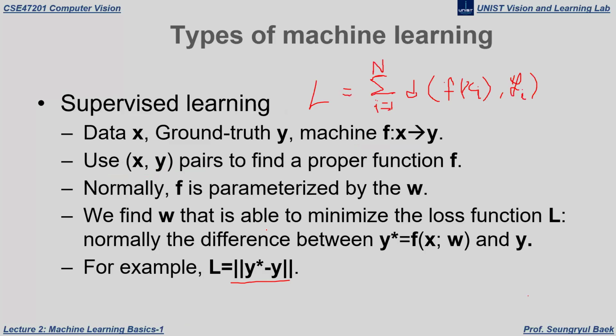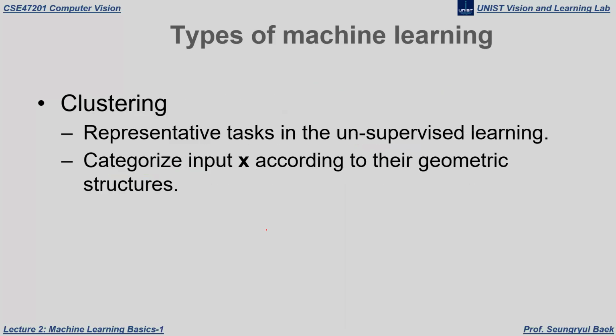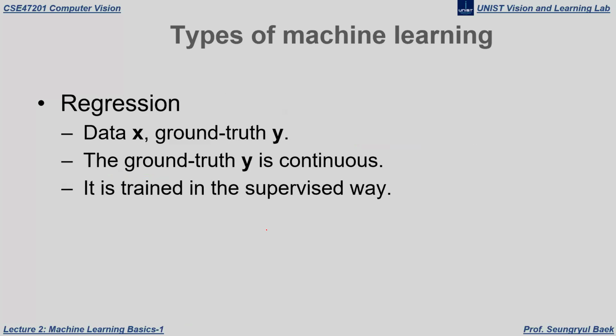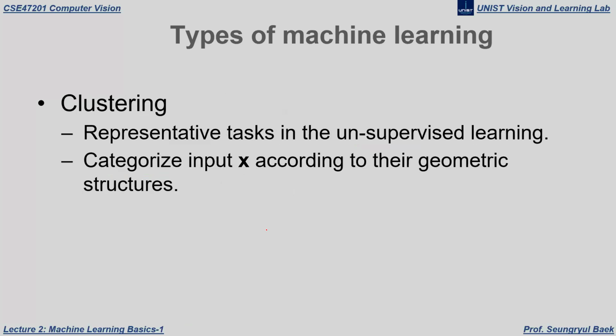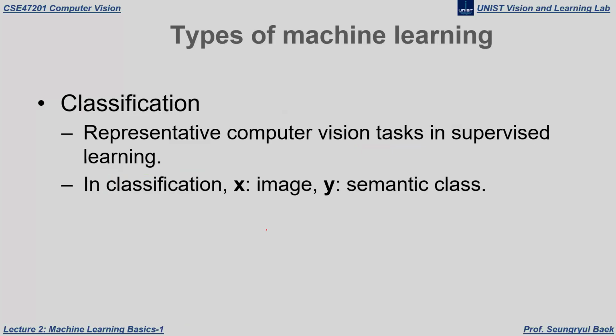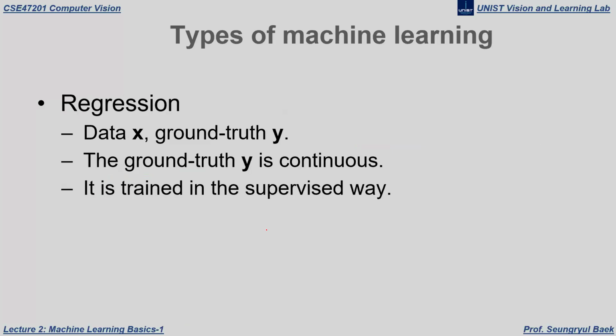Actually, there are two types of learning method in machine learning. And also, you have to remember these three tasks in machine learning: clustering, classification, and regression.